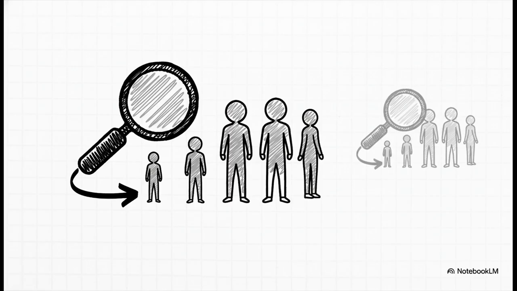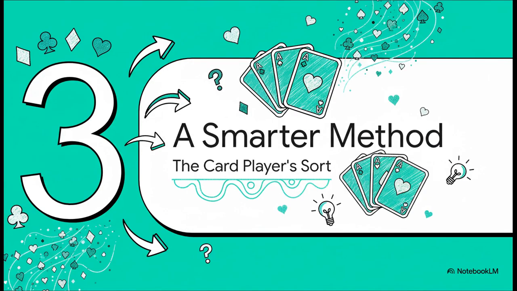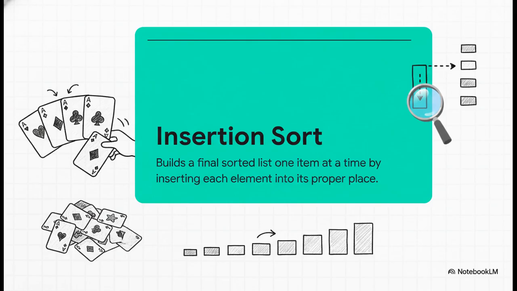It's methodical, and it actually makes fewer swaps than bubble sort, but boy, it still has to do a lot of scanning. Okay, so we've seen the kind of brute force methods, but what if we could be a bit more clever about this whole thing? Let's look at an algorithm that I bet many of us have used without even realizing it every single time we pick up a hand of playing cards. This is insertion sort, and it's actually pretty brilliant.